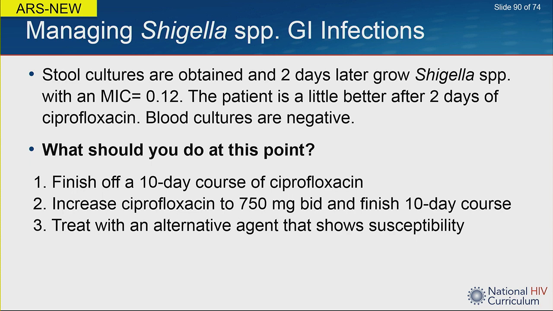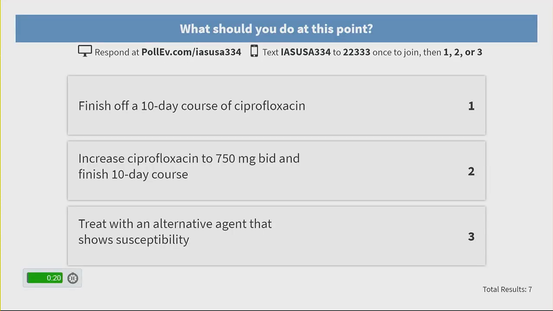And the MIC, minimum inhibitory concentration, is 0.12. The patient's a little better after 2 days of ciprofloxacin. Blood cultures are negative. What should you do at this point? Number one, finish off a 10-day course of ciprofloxacin. Number two, increase the cipro to 750 BID and finish the 10-day course. Or number three, treat with an alternative agent like Trimsulfa, maybe azithromycin, if the susceptibility shows that it's susceptible to that antibacterial.